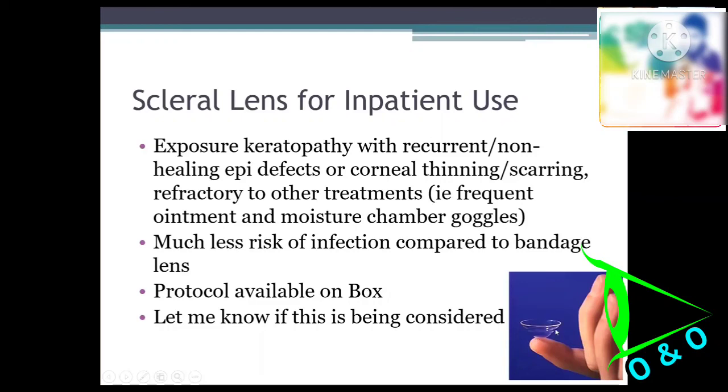Consider this and let me know if you are considering putting this in a patient. They can be really, really helpful. So definitely know that that's something you can do if you are being consulted on a patient.